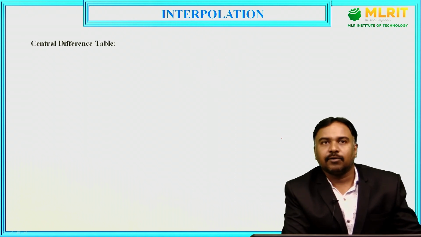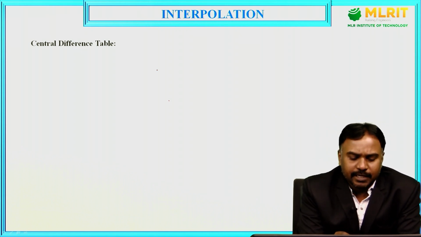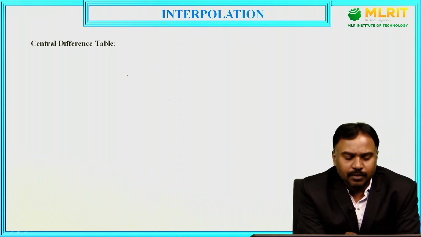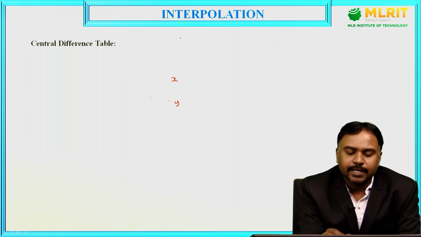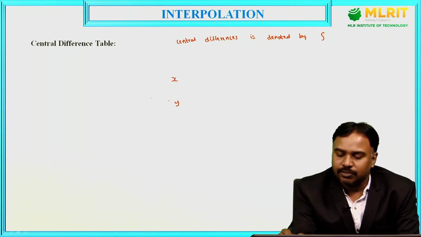Now we will see how we construct the central differences table. So we have some data points. Central differences are denoted by, we can call it small delta.